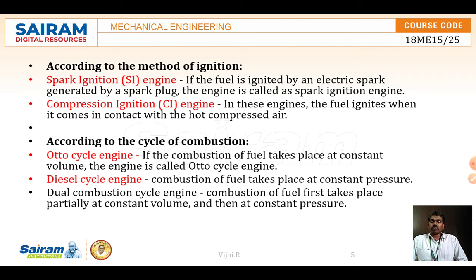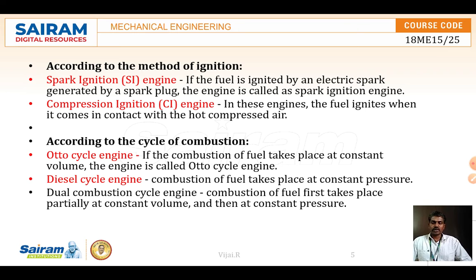And according to the cycle of combustion, as we said, petrol and diesel, two cycles are there, which in detail we will see. A cycle means intake, suction, compression, and then exhaust. All four operations together make one cycle. So the Otto cycle is a constant volume cycle; we call it an Otto cycle engine. How it functions we will see in further classes. In the diesel cycle, the combustion of fuel takes place at constant pressure.